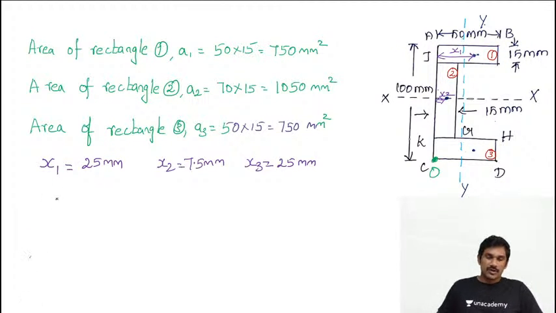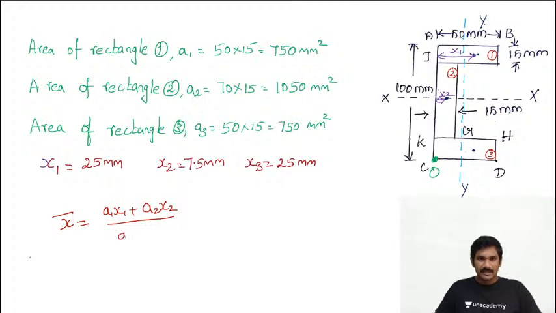Right. So next thing is you have to find the value of x bar. That's the final step. So x bar is a1 x1 plus a2 x2 plus a3 x3 divided by a1 plus a2 plus a3. There are 3 rectangles, right?